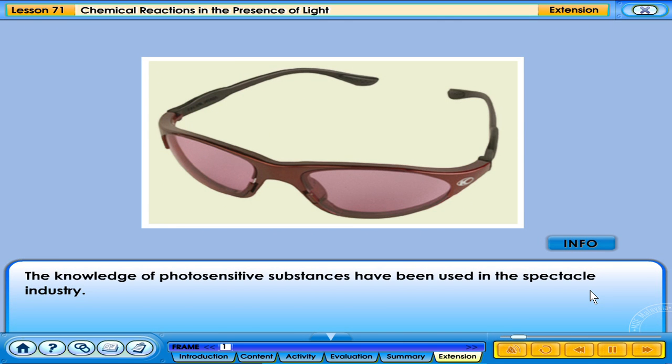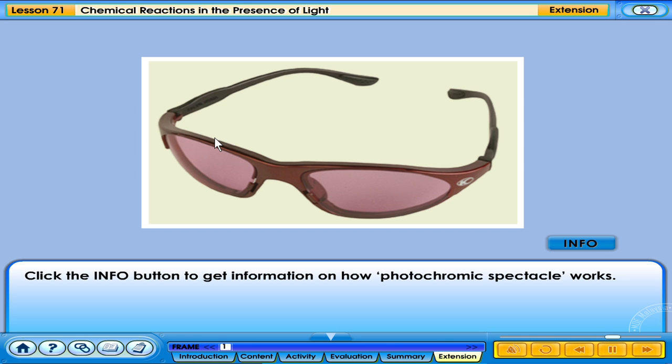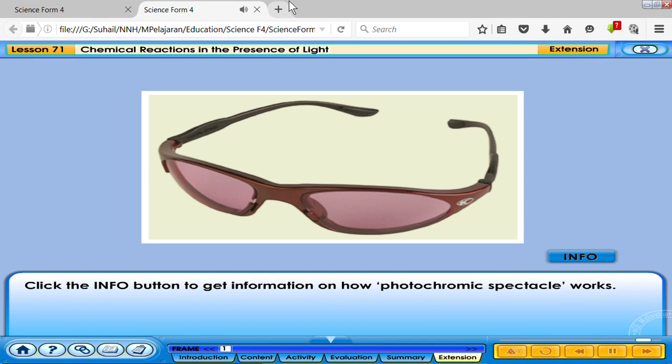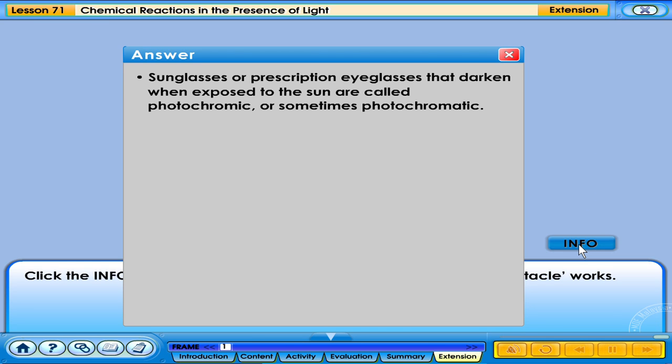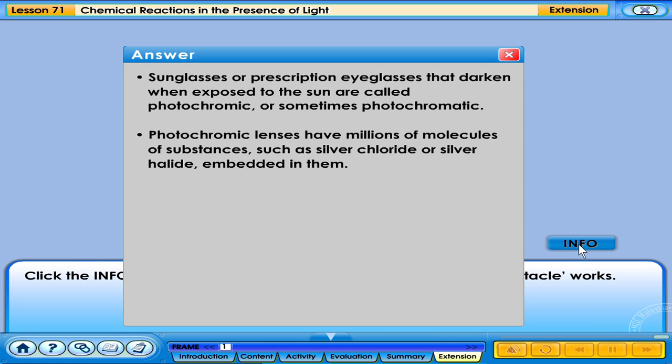The knowledge of photosensitive substances has been used in the spectacle industry. Click the Info button to get information on how photochromic spectacles work. Sunglasses or prescription eyeglasses that darken when exposed to the sun are called photochromic or sometimes photochromatic. Photochromic lenses have millions of molecules of substances such as silver chloride or silver halide embedded in them.